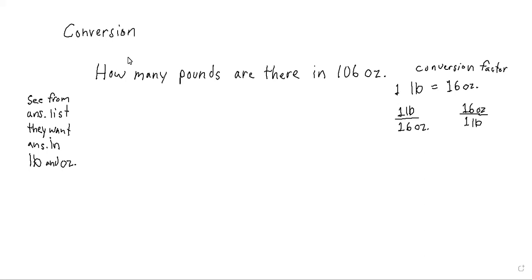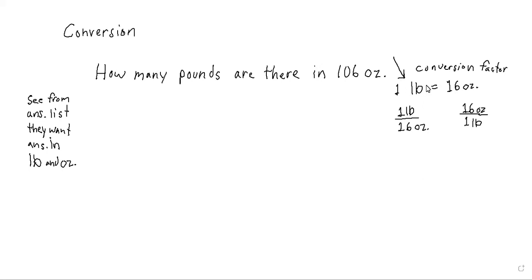Okay, so let's get right into it. This is a conversion problem, and they ask how many pounds are there in 106 ounces? Okay, so that's a conversion. In order to do a conversion, we know that we have to have a conversion factor, which we have written right here to the right. 1 pound equals 16 ounces.